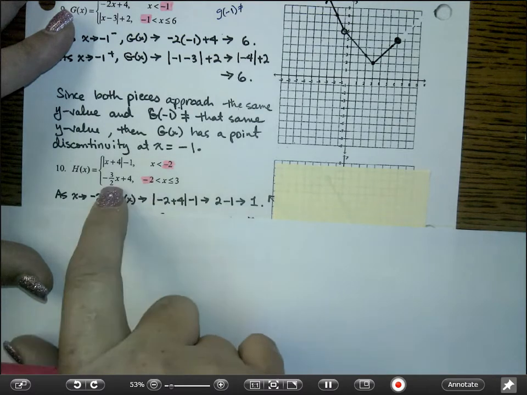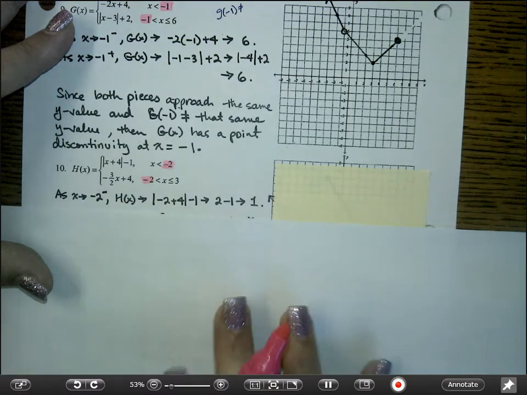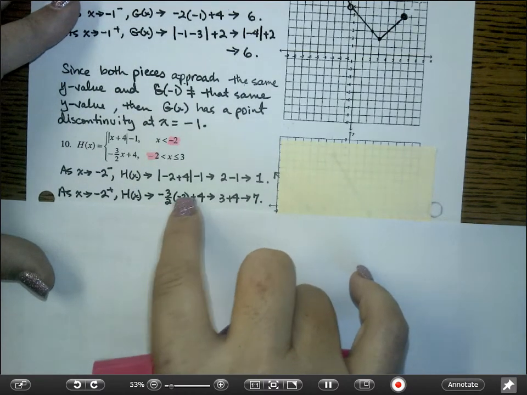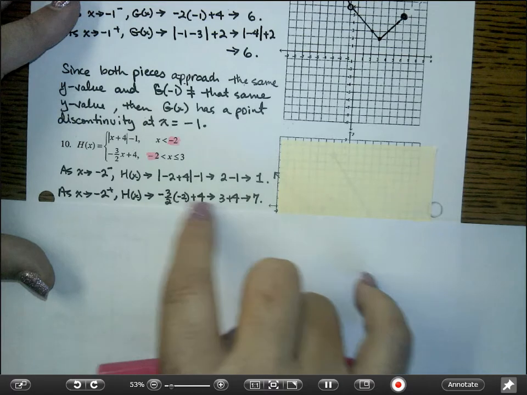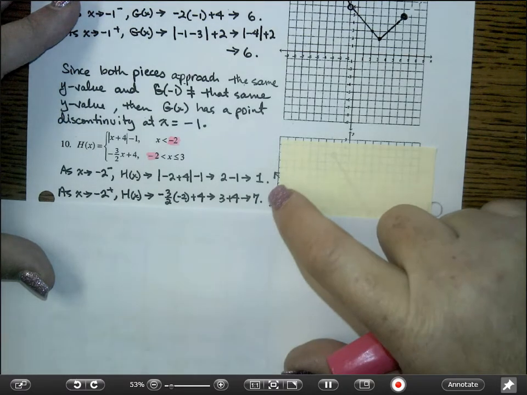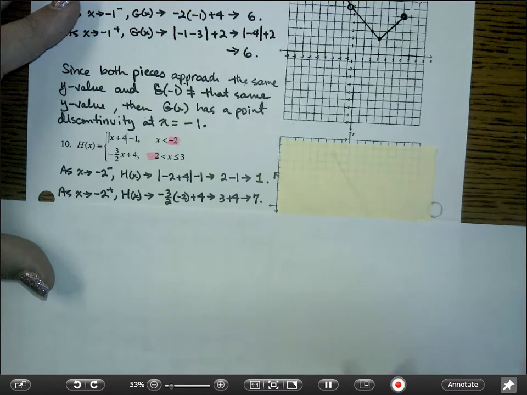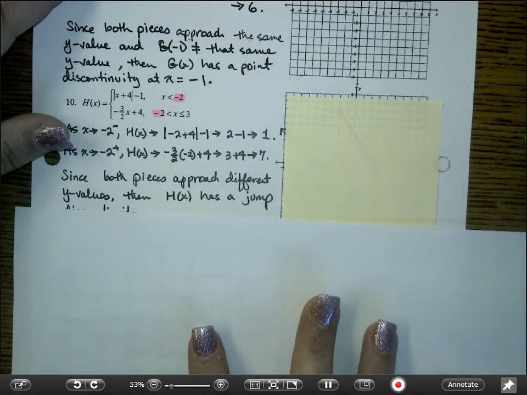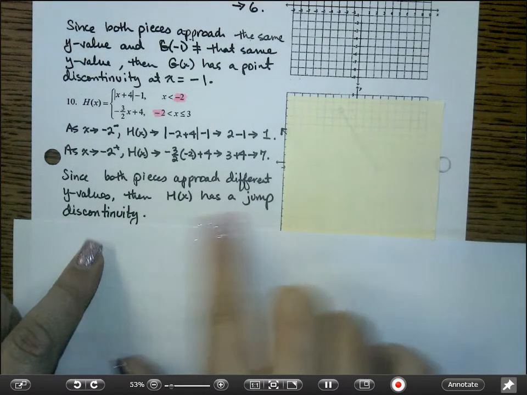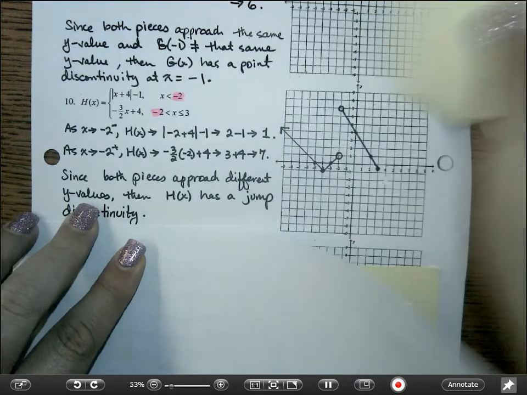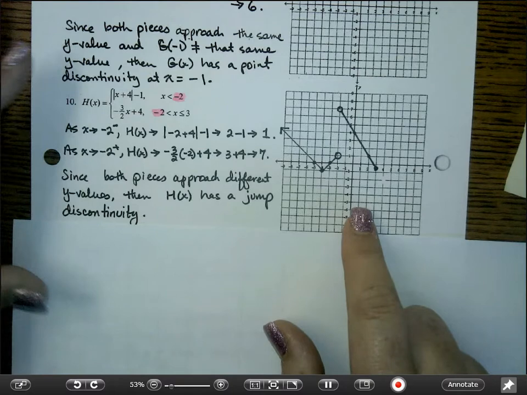Now we're going to plug in -2 here. We're going to get, when we plug in -2, these cancel. I get +3 plus 4 is 7. Notice that these y values are not the same. So since both pieces approach different y values, then h of x has a jump discontinuity. And when I go to graph that, that's exactly what's happening.